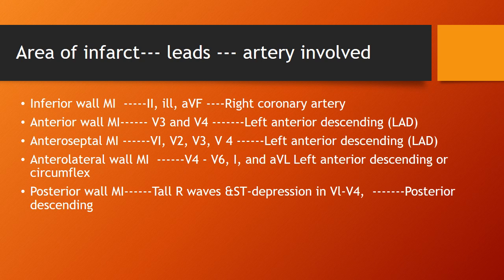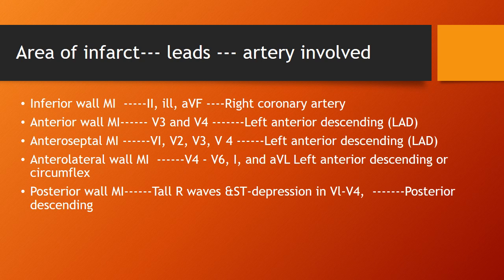Blockage of the left anterior descending or circumflex can lead to anterior lateral wall MI, and this can be seen in V4 to V6 and lead 1 and AVL. So basically the left anterior descending artery is on the front of the heart, if you have seen the picture and you remember the arterial supply, so it is supplying the anterior portion of the heart. So left anterior descending occlusion will lead to anterior wall MI, anterior septal wall MI, as well as anterior lateral wall MI.